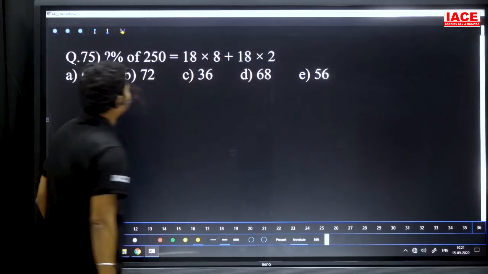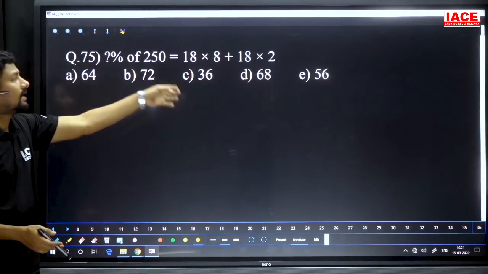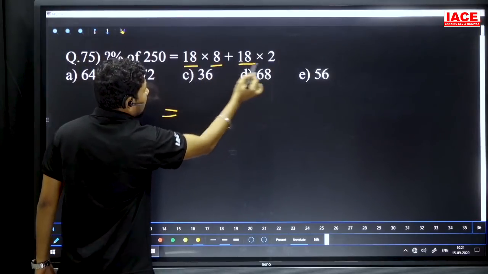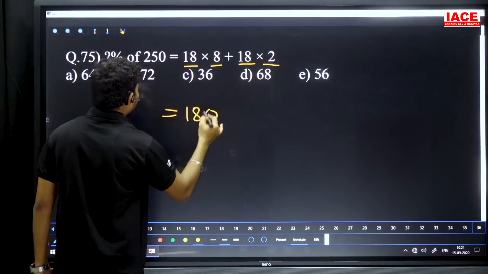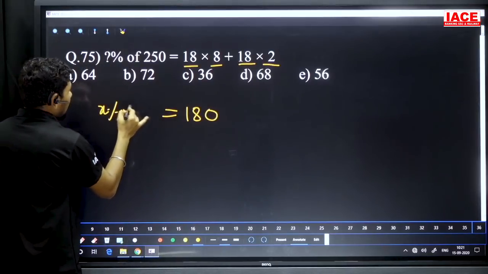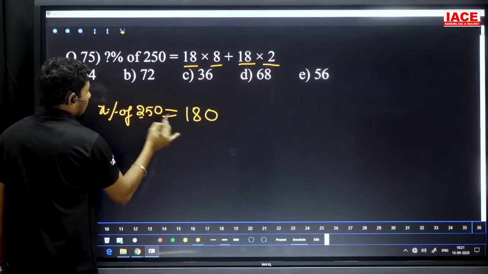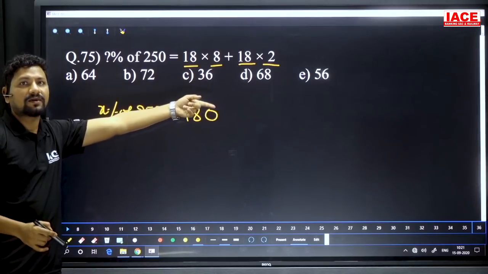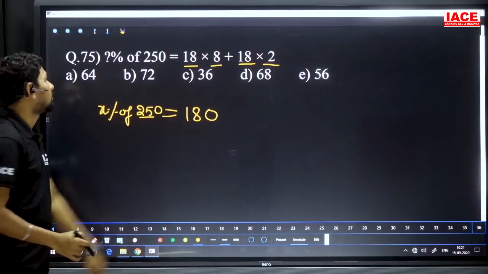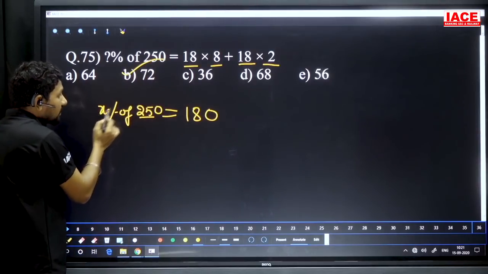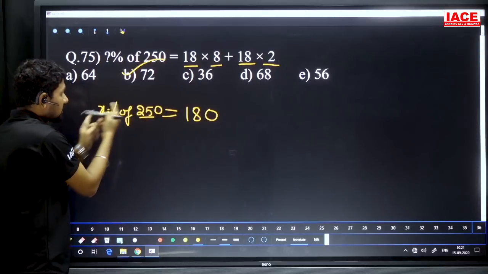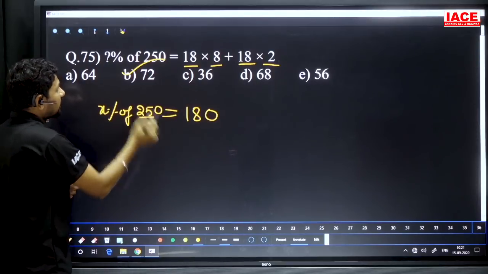Next, what percentage of 250 which is equal to 1880 plus 18 into 2? Look at 18 is a common. It is 8 plus 2 is 10. Overall it is 180. And X percentage of 250. 25 percentage of what number which is equal to 180? That means 180 4 times. Okay, 180 4 times means nothing but 720. That means answer is 72. 72 percentage of 250 is equal to 180. 25 percentage of 720 is also equal to 180. Then option B is the correct.